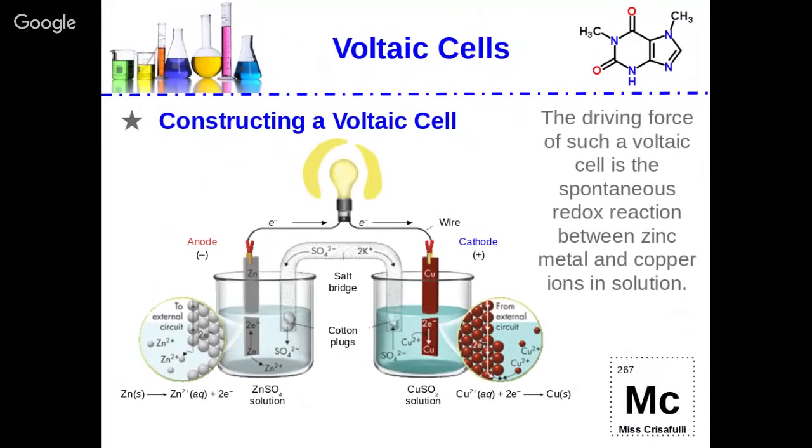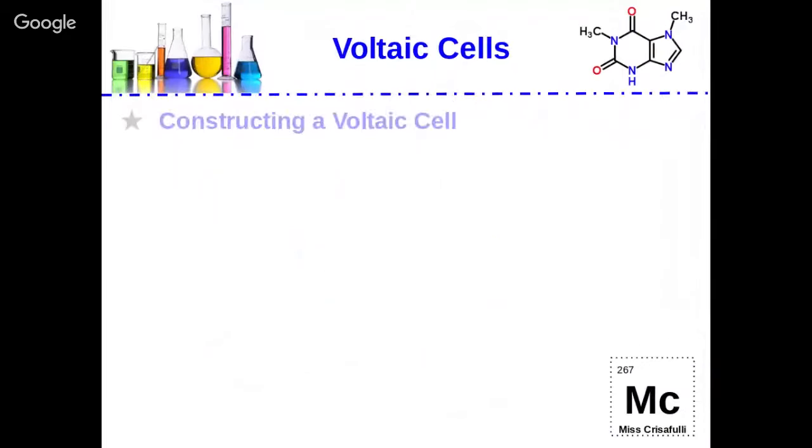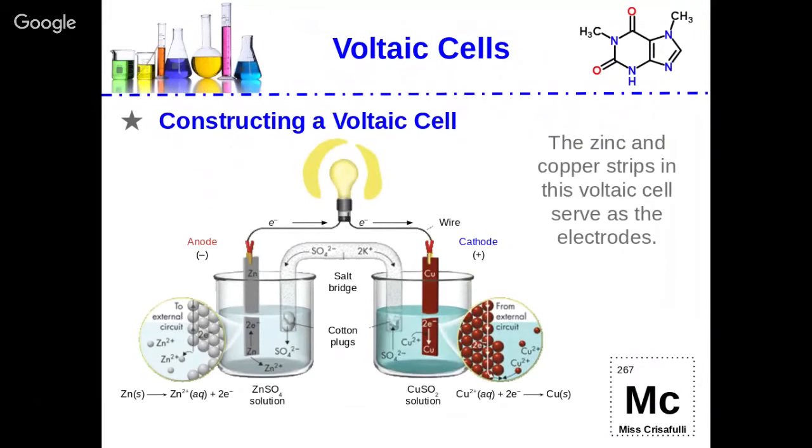The driving force of such a voltaic cell is a spontaneous redox reaction between zinc and copper. Remember, zinc was higher than copper on the activity series, so zinc is going to be more reactive and more readily able to lose its electrons than copper is. The zinc and copper strips in voltaic cells serve as our electrodes.